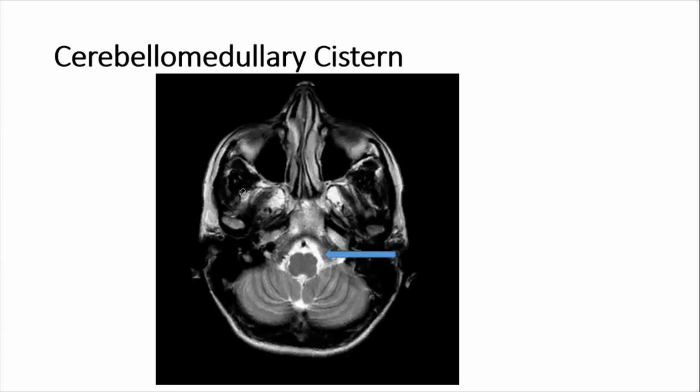So on MRI, the cerebellomedullary cistern can be visualized like this, as we can see over here. This hyperintense area seen over here is the cerebellomedullary cistern.